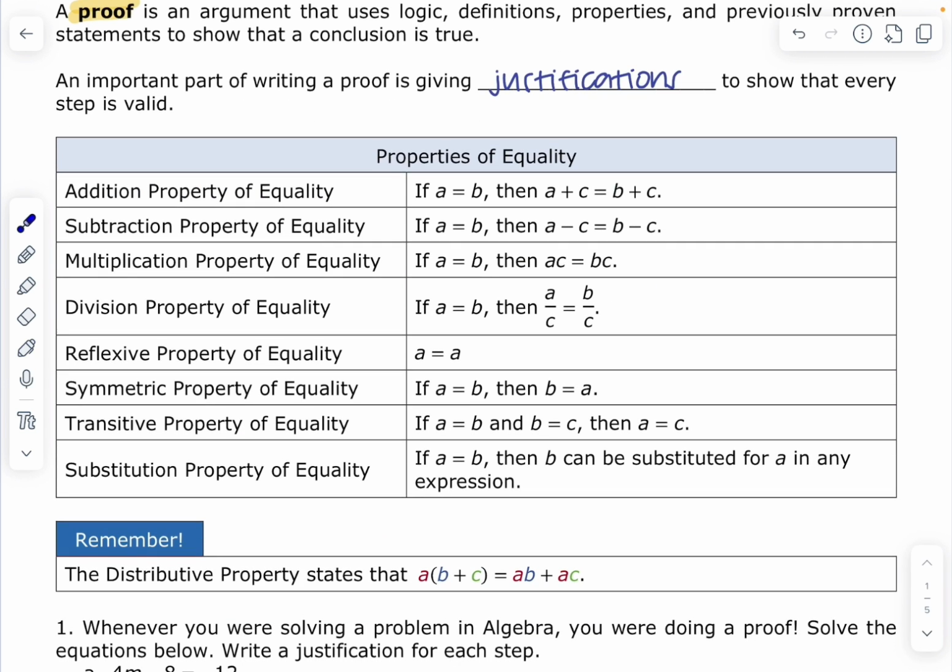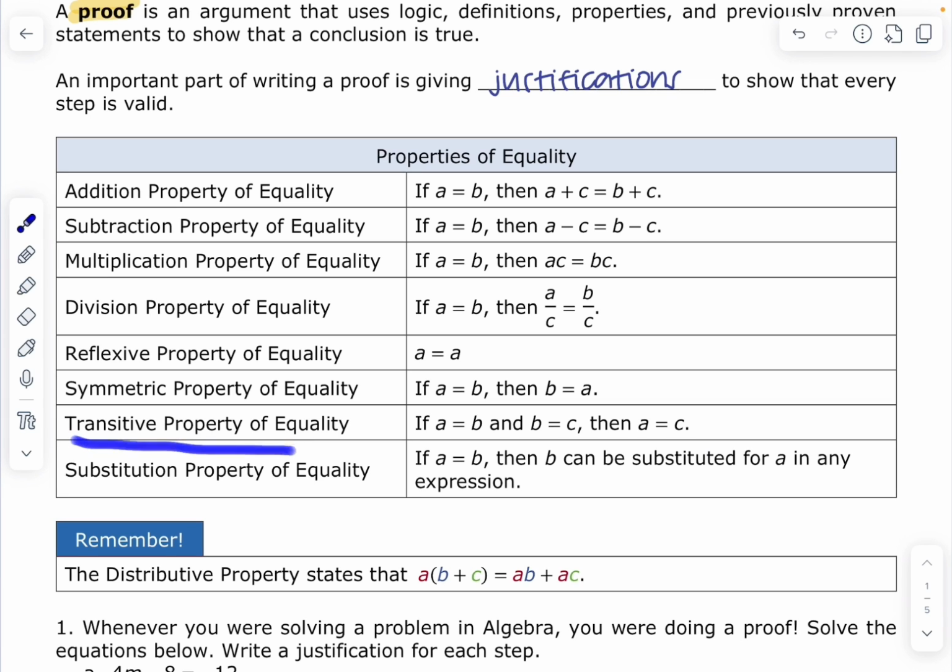So some justifications here would be our properties of equality. Our addition, subtraction, multiplication, and division property of equality say that if A equals B, then we could add, subtract, multiply, or divide both sides by the same value, and our equation is still going to be true. The reflexive property of equality tells us that everything is equal to itself. The symmetric property of equality says if A equals B, then B equals A, that we can flip our two sides of our equation and it's still going to be true.